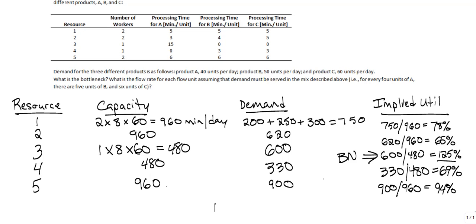Now, to calculate the flow rate for each flow unit, we'll take the capacity at the bottleneck and divide it by the activity time at that resource, which in this case is 15. That yields an answer of 32 products of type A, and keeping the same product mix, that implies 40 units of product B and 48 units of product C.